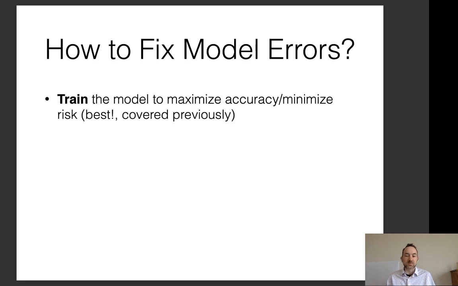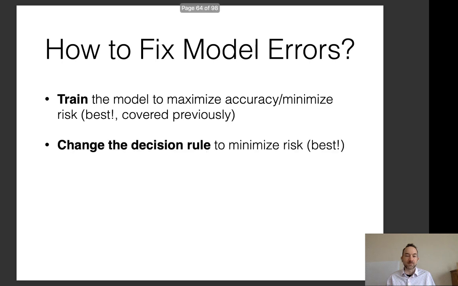So there are other options that you can use if you're not willing to go that far. Another one is to change the decision rule to minimize risk. Again, like I talked about before, we have the Bayes risk decision rule that you could use to minimize the risk. This is also well principled. It's guaranteed to lower your expected risk if you use it appropriately.